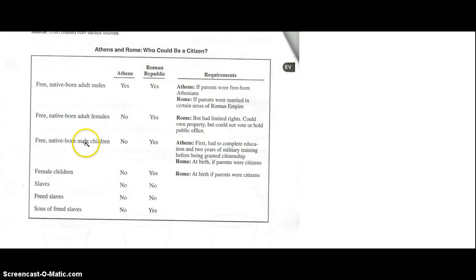Paragraph 3, free native-born male children are not citizens in Athens, are citizens in Rome. Athens first had to complete education and 2 years of military training before being granted citizenship. So in Athens, they can become citizens. They just have to go through 2 years of training. In Rome, at birth, if your parents were citizens, you're a citizen. So Rome is more similar to the United States, at which point you want to include that in your notes.